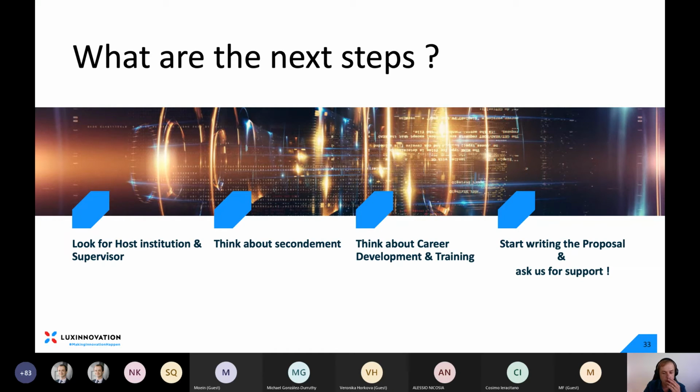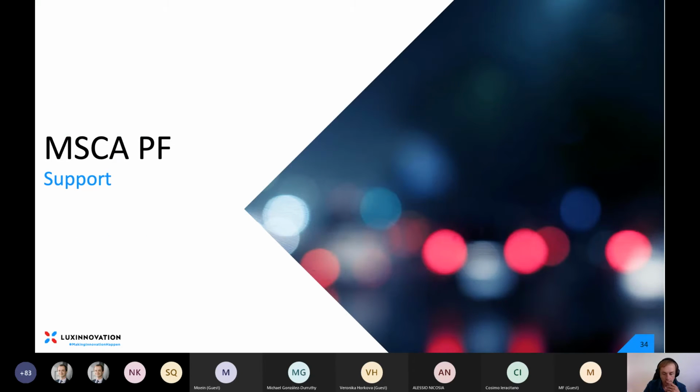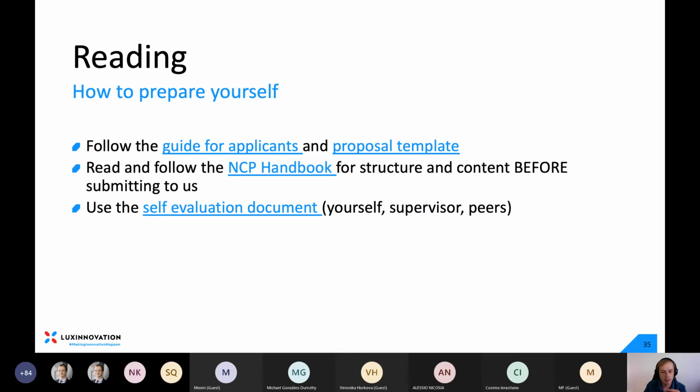Don't forget thinking about secondments and your career development, and start writing the proposal. Okay, so now we move a bit more into the serious part. So the grant, well, first of all, the support that you can get and the grant writing. So what can you do yourself to prepare yourself and to get into it?